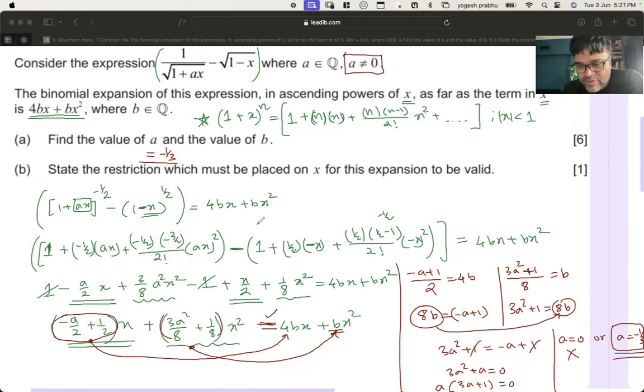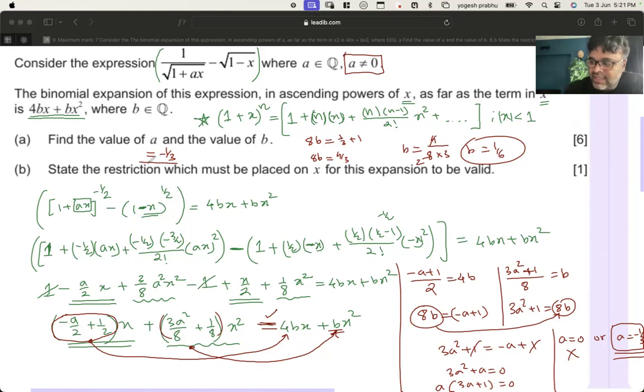And you plug that back into the equation. So since we have 8b is equal to negative a plus 1, and a is negative 1 by 3, it'll become 1 by 3 plus 1, which is 3 times 1 is 3, 4 by 3. 8b is equal to 4 by 3. So b is equal to, well, you can just divide by 8. 4 over 8 times 3. So b is equal to 1 by 6. I hope I'm right about this. So that's how we find the values of a and b. a is equal to negative 1 by 3 and b is equal to 1 by 6.